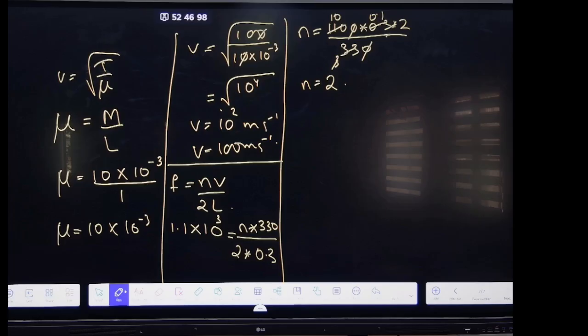Right. Let's take the vibrator in the second overtone. Then the number of nodes and antinodes will be, this is just a theory question, 4 nodes and 3 antinodes. Verified.